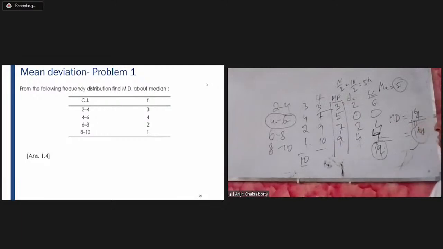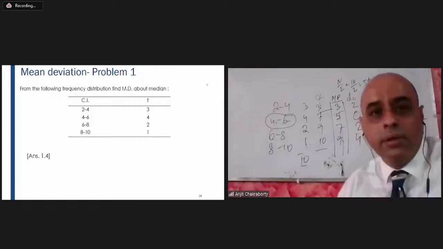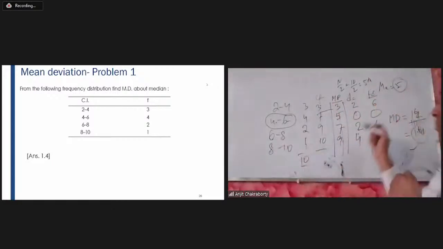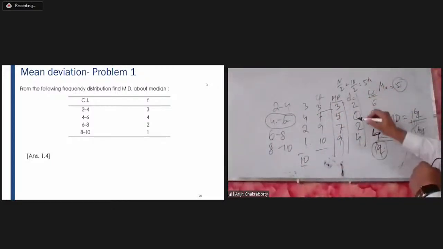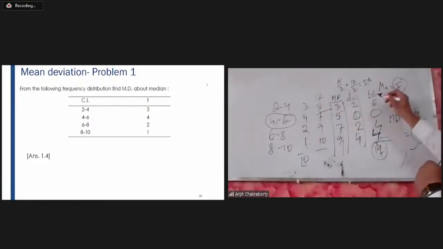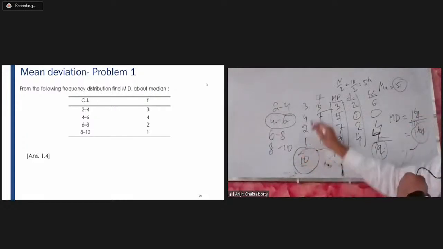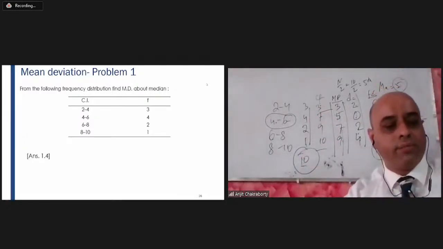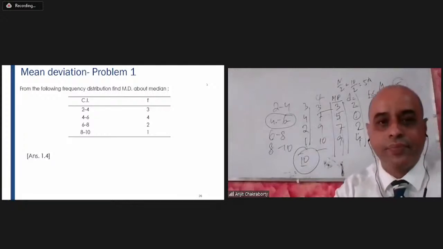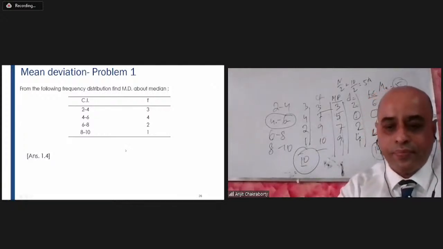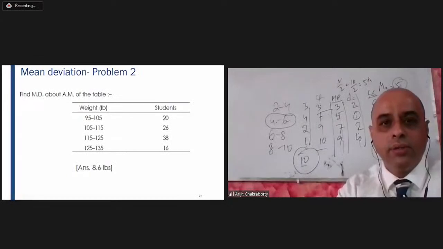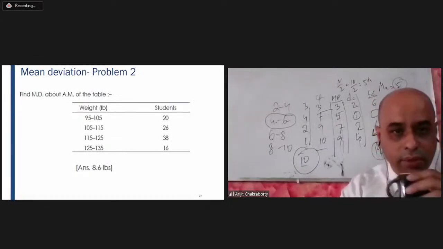So we got the midpoint first. Midpoint is obtained, and of course the median we have already got. So we subtract the median value from the midpoint value to get the deviation, and multiply each deviation by the frequency. We get sigma FD, that is 14 in this case. 14 divided by the total frequency 10 gives 1.4. 1.4 is the answer.